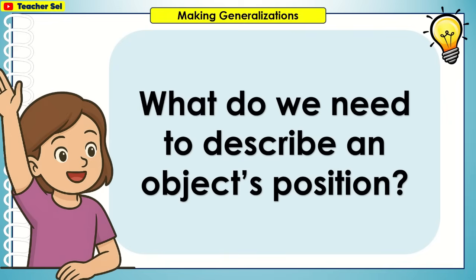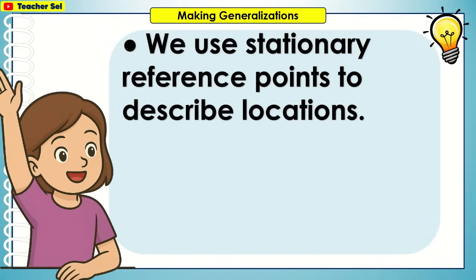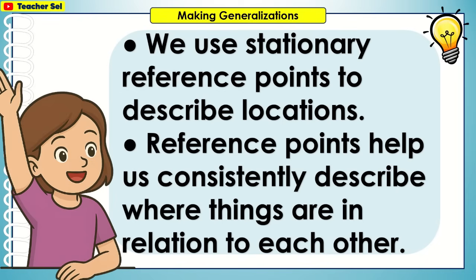What do we need to describe an object's position? We use stationary reference points to describe locations. Reference points help us consistently describe where things are in relation to each other.